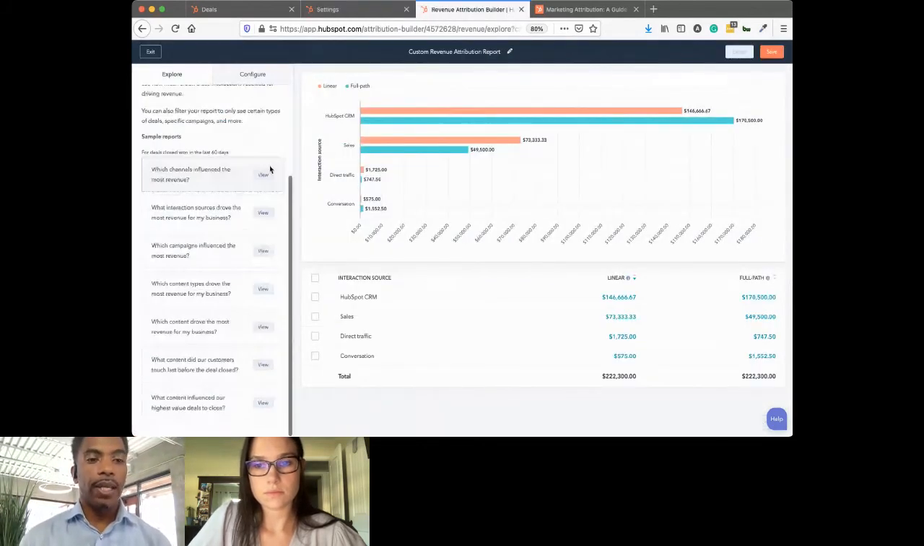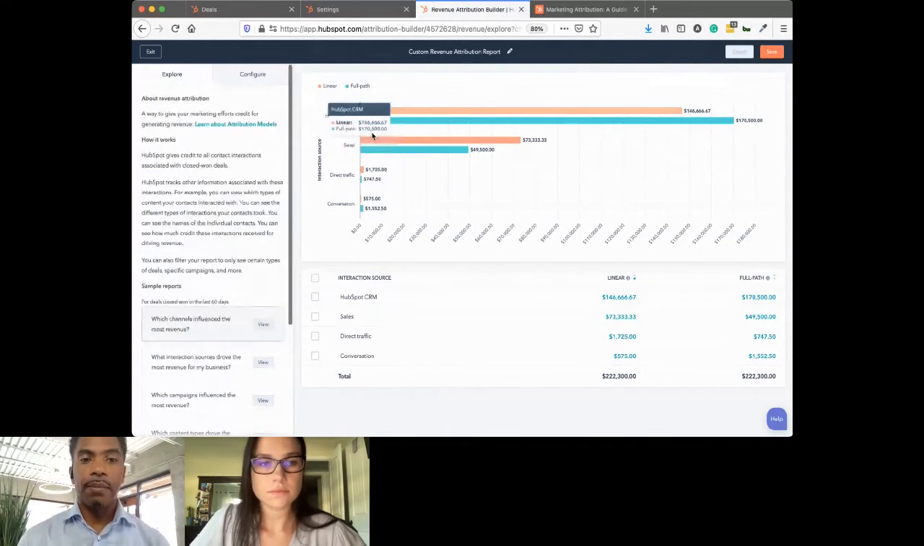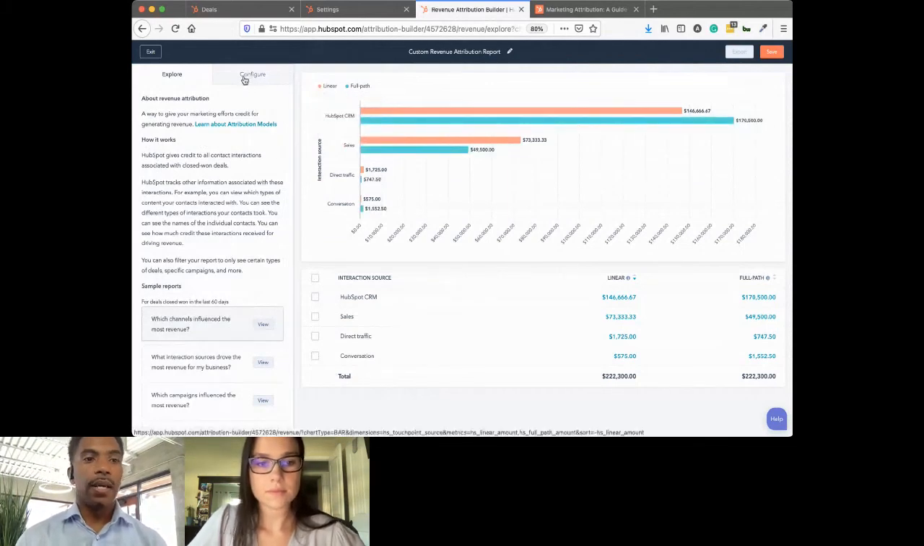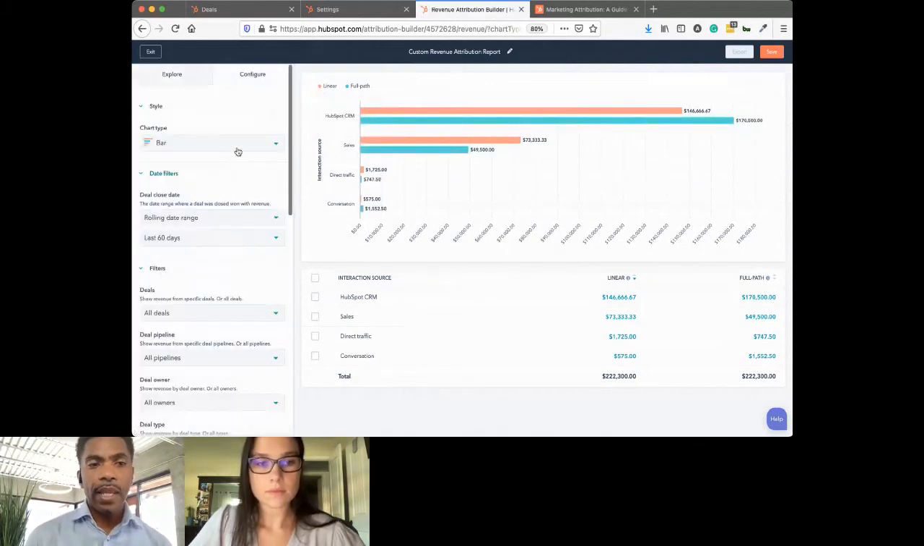HubSpot gives you some quick, already pre-configured ones to explore. So you can just click in and view those. And you can see here that by default it had picked linear and full path in terms of a couple of different models. But you can go into configure. And of course, you can configure how things are visualized.